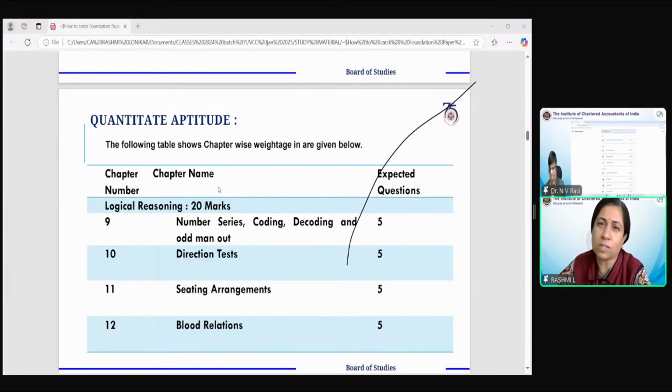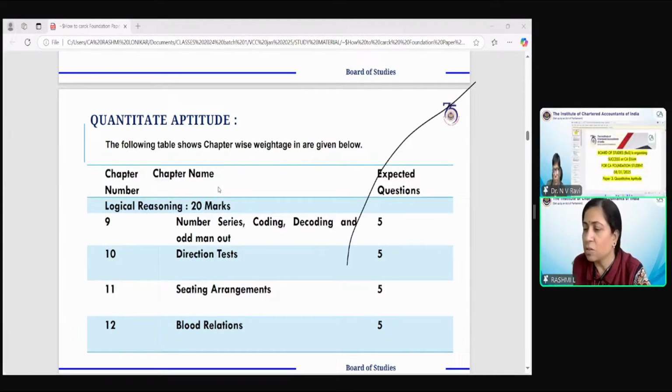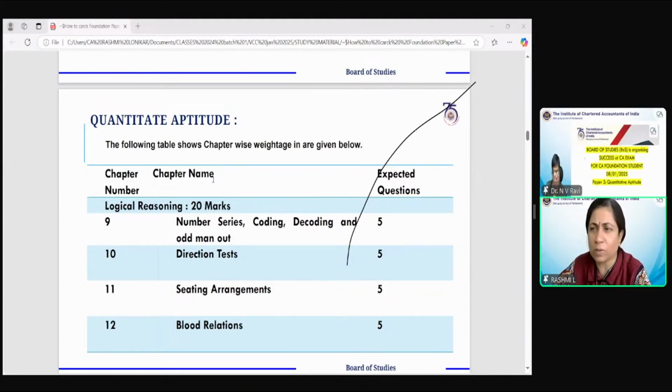Mostly, you'll get all the questions that are there in the study material. You will be able to attempt the questions that are coming in the exam. So: number series, coding-decoding, and odd man out. You can see you will get one question from there.